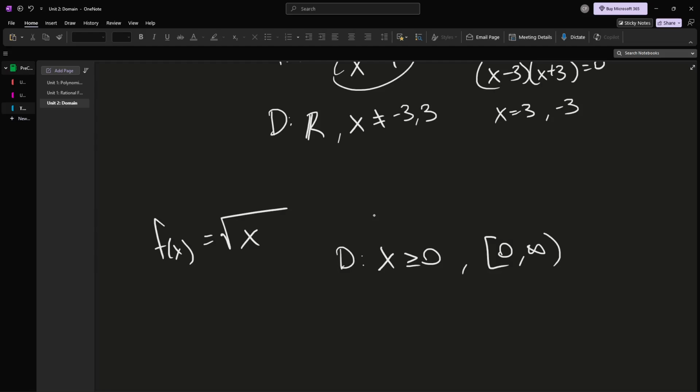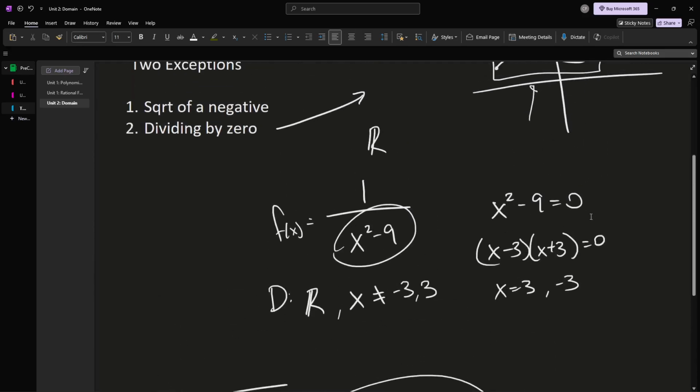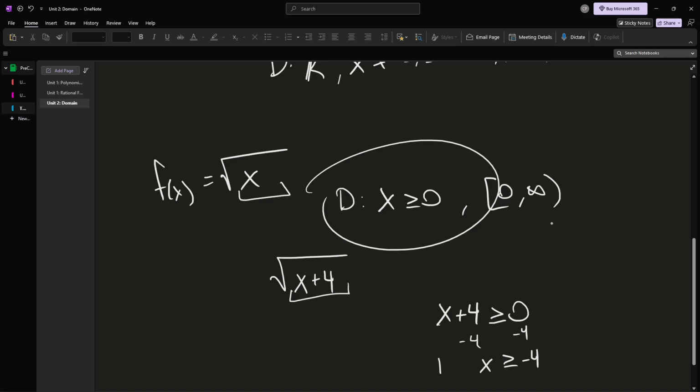Now, moving on, when we have the square root of x plus 4, we can take this understanding: whatever's inside must be at least 0. Just like up here, when we set the denominator equal to 0, here we set the inside, not the denominator, so x plus 4 is at least 0, and solve for x. Minus 4, x is at least negative 4. That is my domain.